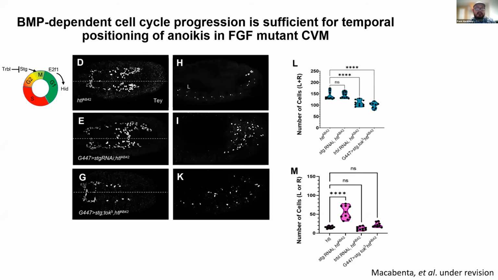However, the opposite effect is observed when you express string protein, specifically in the CVM, even in a Toke heartless double mutant background, which should have resulted in survival. This instead results in precocious cell death but in stage 11 prior to reaching the posterior turn, suggesting that BMP signaling's ability to promote cell division is necessary and sufficient for positioning the timing of cell death in CVM cells before they reach their destination.